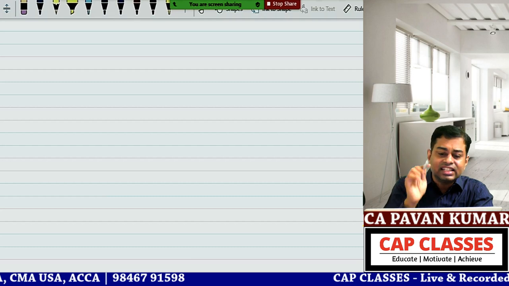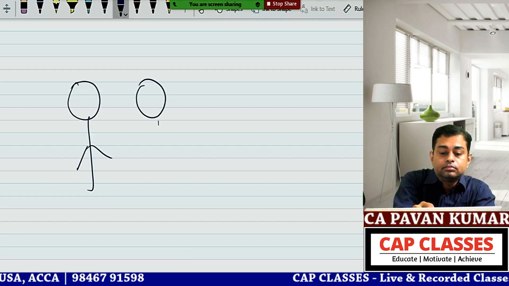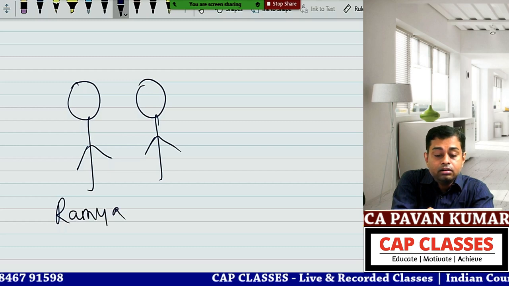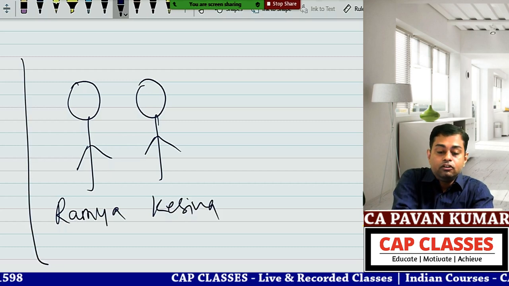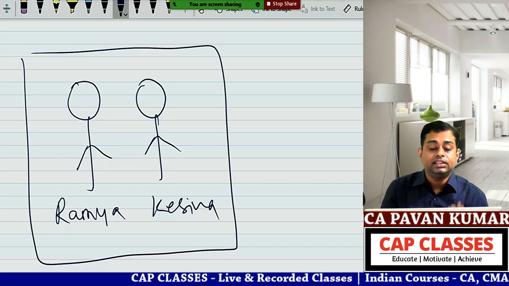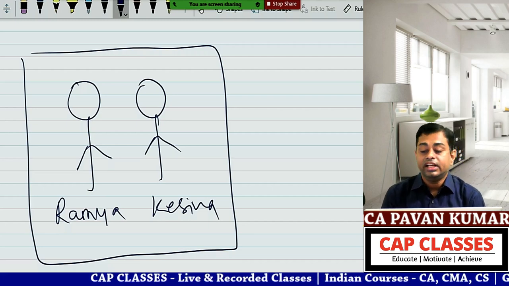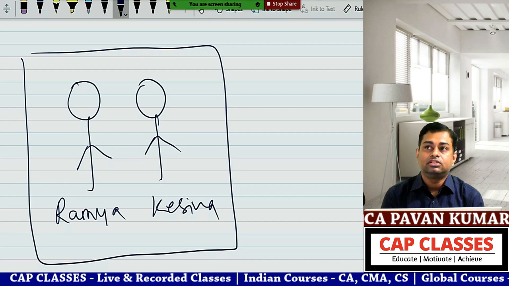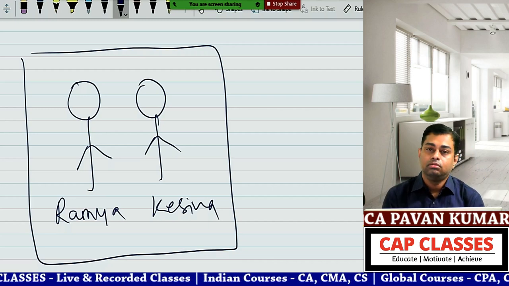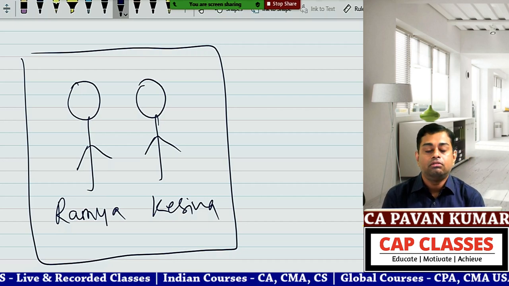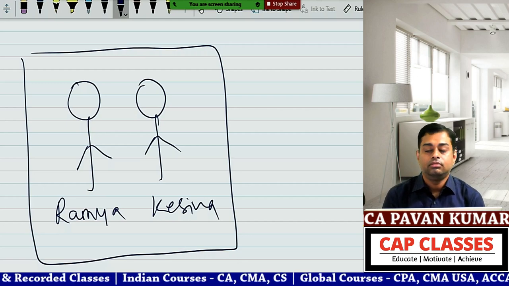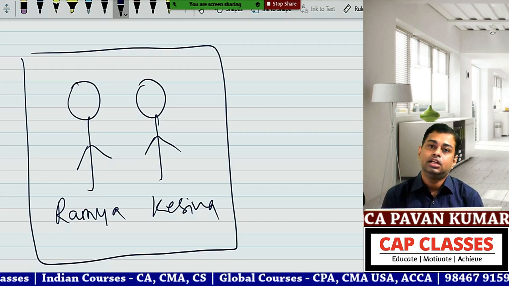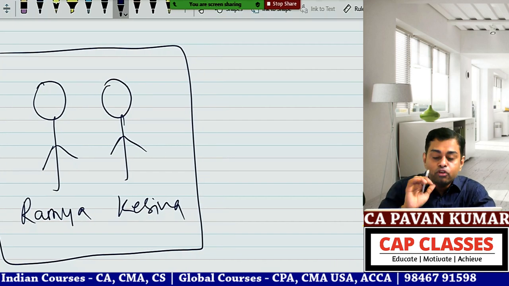Now try to understand this example. There are two friends, say one is Ramya, one is Kesna. After the class, Ramya called Kesna and said, hey, hello, today is Sunday, no? The other girl said yes. Pavan sir took a class for 3 hours, no? Yes. Head is aching, no? Yes. I have put oil on my head, took a tablet also. We do some yo-yo today? Yes. Evening we'll go to a movie? Yes. So both these girls went to a movie.